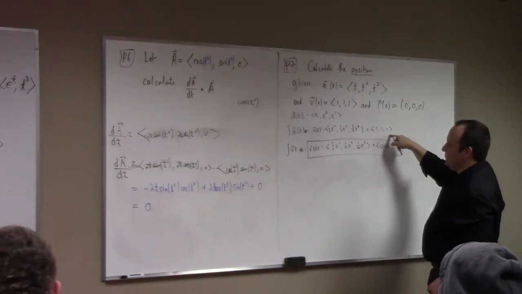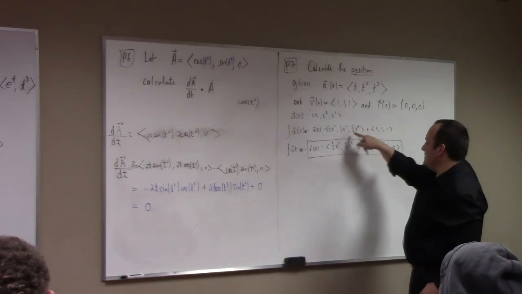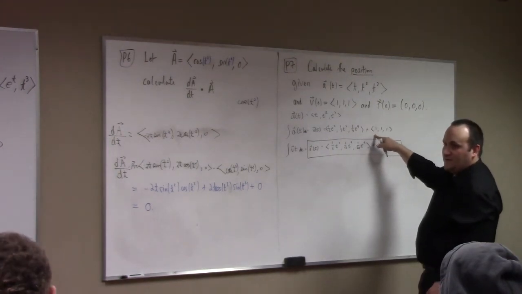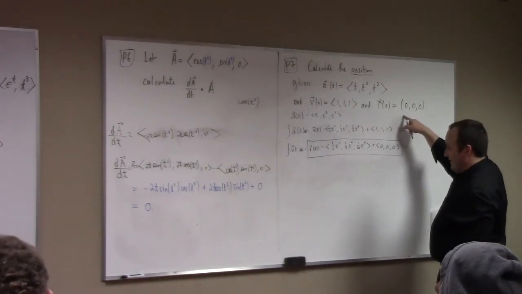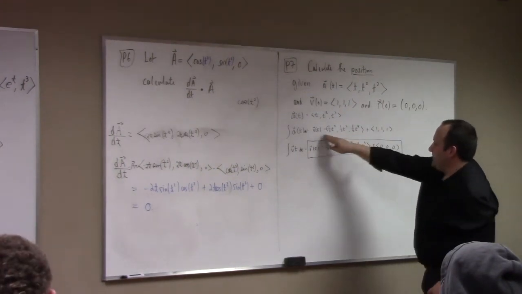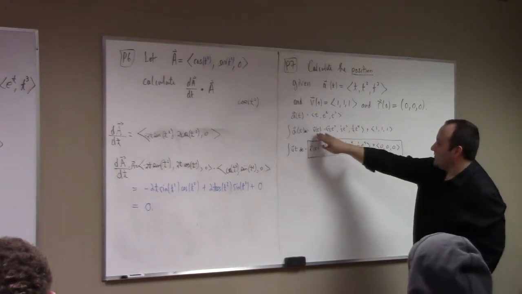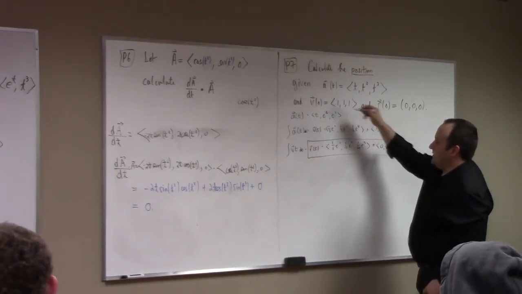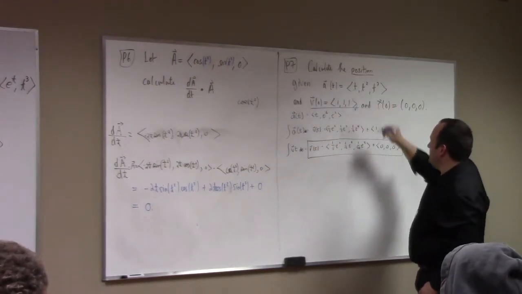Now, there's some work not shown here. In principle, you add a constant vector, then you plug in time 0. You find out that it has to be v of 0, which is 1, 1, 1. But you can check it too. If you plug in time 0, what do we get? v of 0 is 1, 1, 1. So it checks with this initial condition. Woohoo! All right.